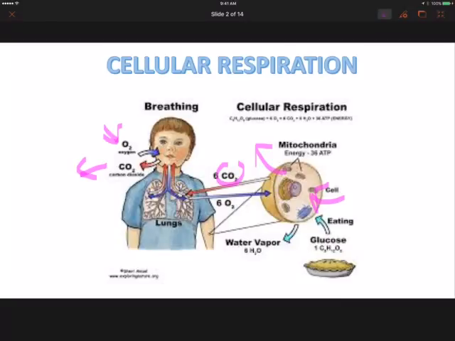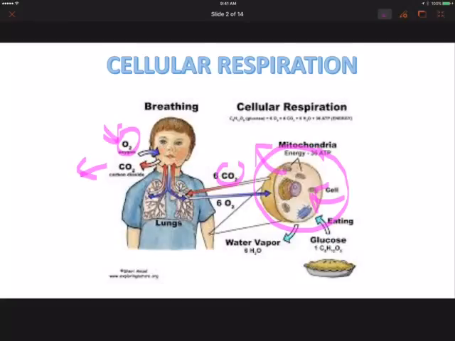So just real quick, going over this picture, you can see this person here is breathing in oxygen. That oxygen goes down into the lungs. The oxygen then diffuses into the blood system. The heart pumps the blood throughout the body, and the oxygen in the blood finds a cell. So here's an animal cell, it could be inside of you, and that oxygen will diffuse into the cell. It'll find a mitochondria in that cell.